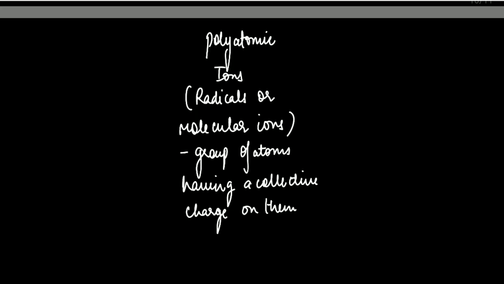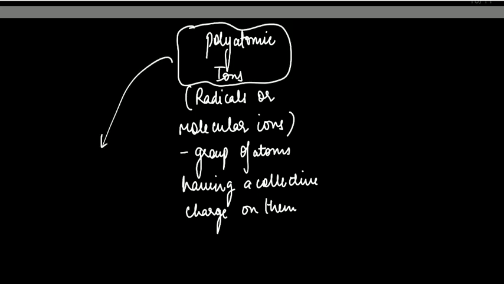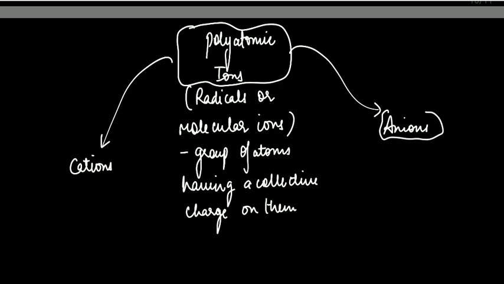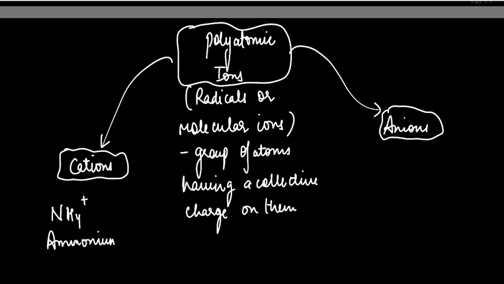We know ions are of only two types, not atoms. So we have cations, we have anions. Now, in the single element ions, there were many cations, but in polyatomic ions, anions are more in number. We don't have many cations. We just have one, NH4 plus, and the name of this is ammonium.